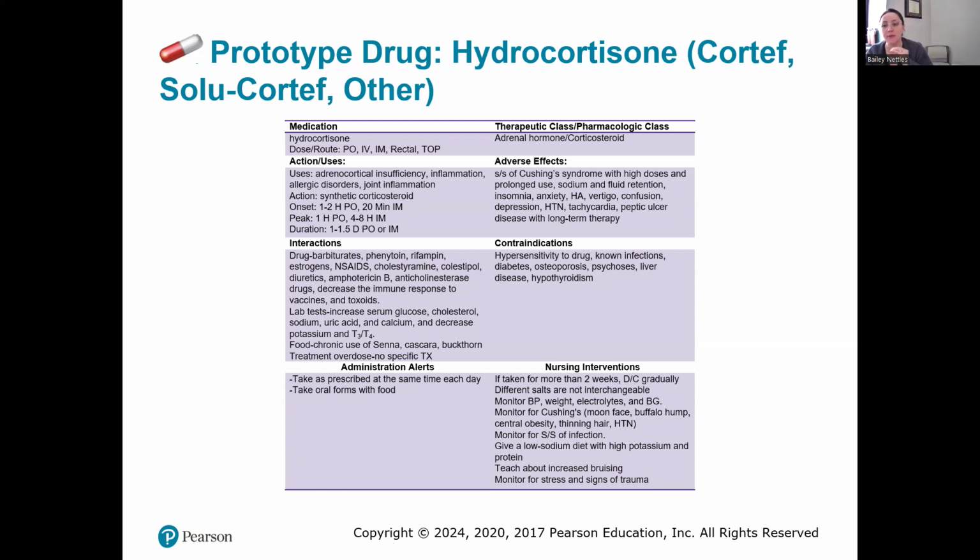Give a low sodium diet with high potassium and protein. Teach about increased bruising and monitor for stress and signs of trauma. That's a big one. So we know that with stress, usually you have more steroids, right? That's because steroids increase things, right? So if you get stressed and my fight or flight's not going to be activated because I have Addison's, I have a problem. Or I'm going to use up all the drug that you gave me, and then I'm not going to be able to fix my Addison's because I'm stressed out.